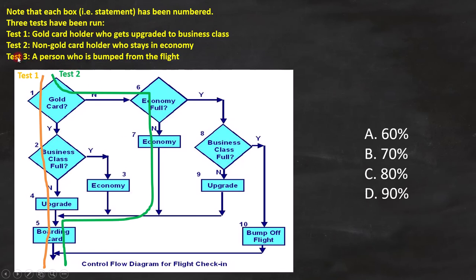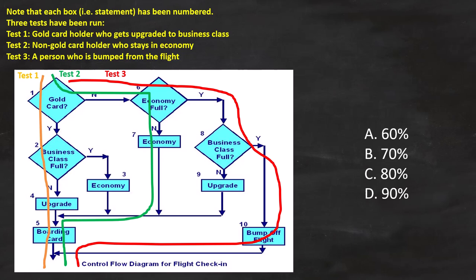Now let's analyze the last test case. Test 3: A person who is bumped from the flight. Bumped off the flight is here. That means this part of the flowchart will be executed. It covers statements 1, 6, 8, and 10. Now, if we see the flowchart, only two statements are not covered: statement 3 and statement 9.